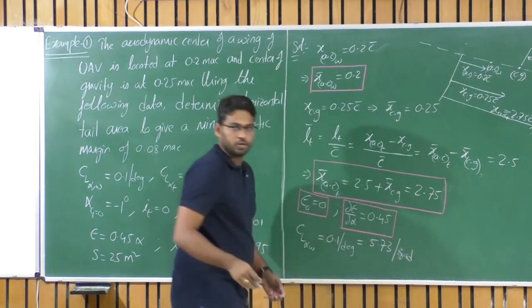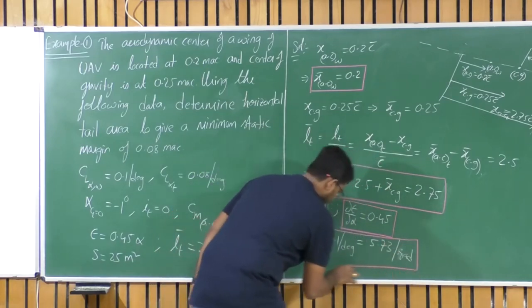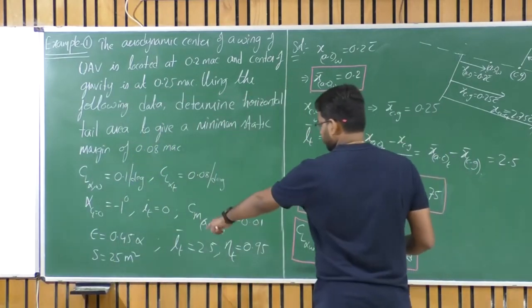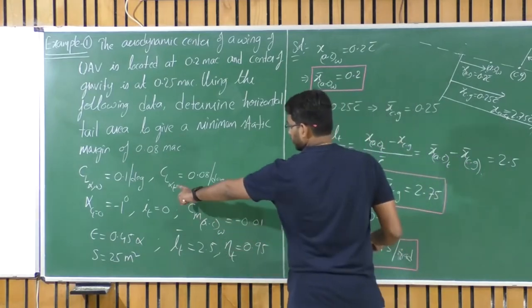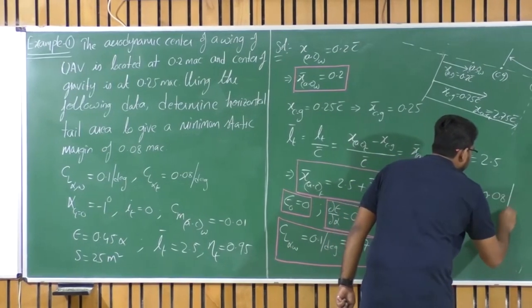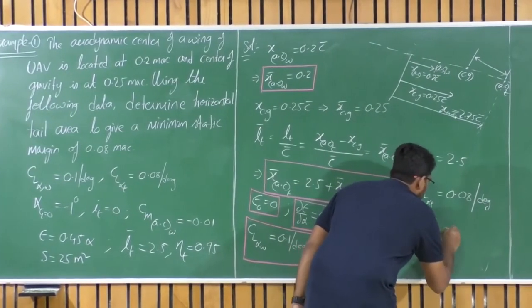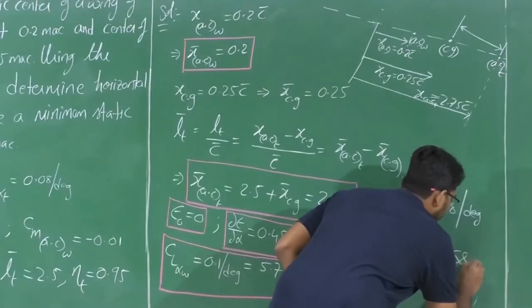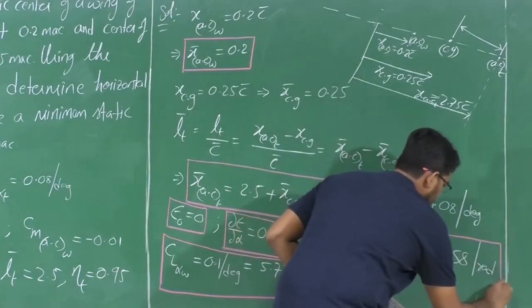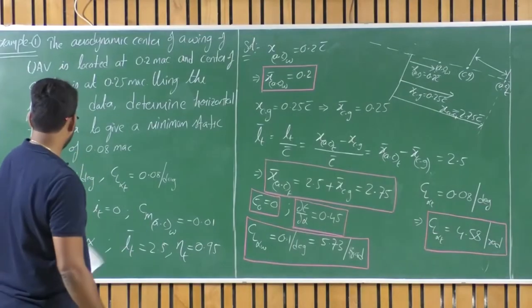Now again, CM naught and CM alpha: alpha trim I can figure out by substituting here, alpha trim equals minus CM naught upon CM alpha, which is ultimately about 0.1 radians, or 5.7 degrees. Ultimately it is 6.26 degrees, so you are flying close to maximum aerodynamic efficiency, without needing any elevator deflection. That's the significance of i of t: it helps you trim at a higher angle of attack, as we have discussed. Okay, thank you.